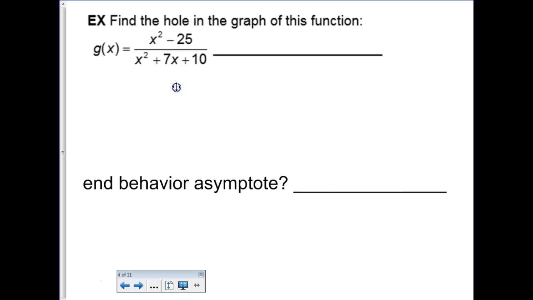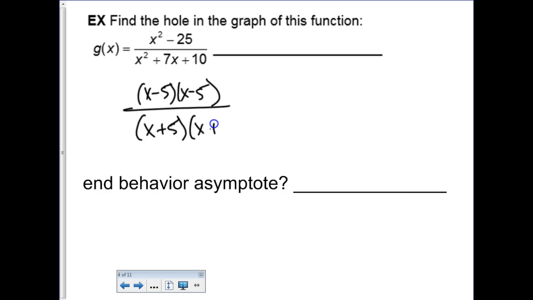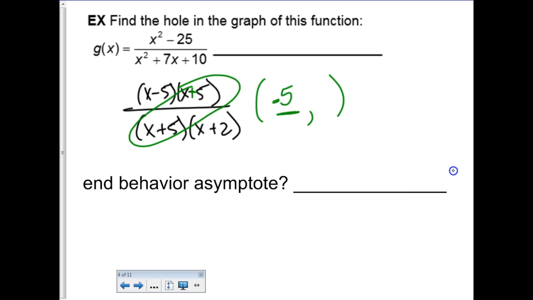This is another find the hole. So make sure when you're factoring, you're going to get x plus 5, x minus 5 over x plus 5 times x plus 2. When you notice that there's a removable discontinuity because of the factor x plus 5 over x plus 5, what is the x value for that hole? It's negative 5. And then you're going to remove it before you plug it into the function to find the y value.